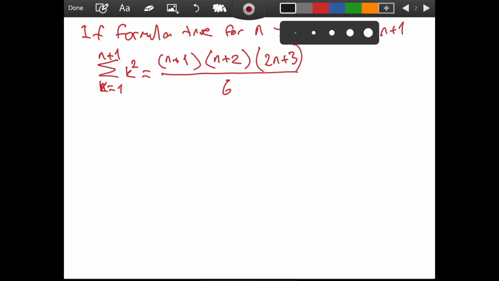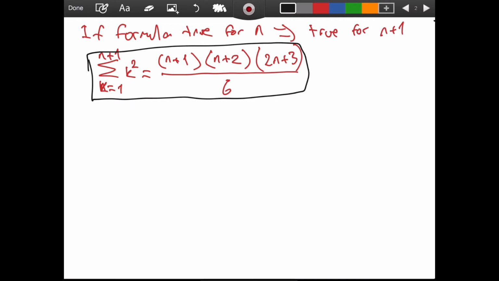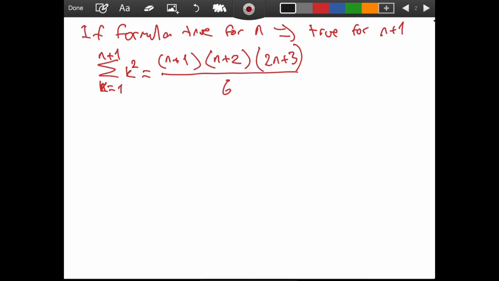Now, this is what we want to show. We want to show that if the formula is true for n, then it should be true for n plus 1 as well. And the formula being true for n plus 1 simply means that this relation is satisfied. So is this relation actually true if the formula is true for n? Well, let's see. Let's start with the left-hand side and try to arrive at the right-hand side. So I am writing the left one more time, the sum of k squared. Now, using the definition of sigma notation, we can separate this sigma like this.